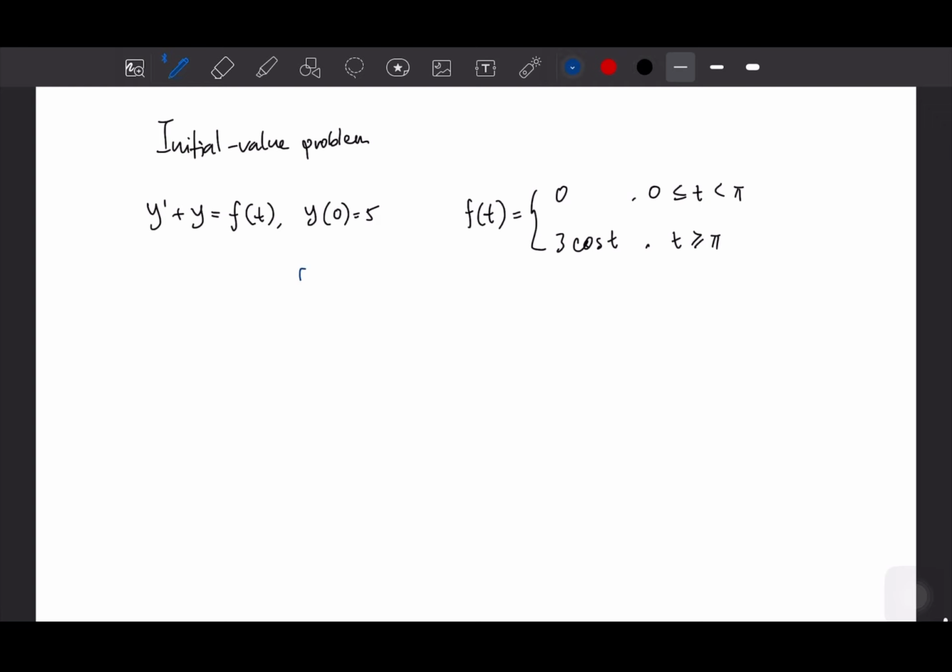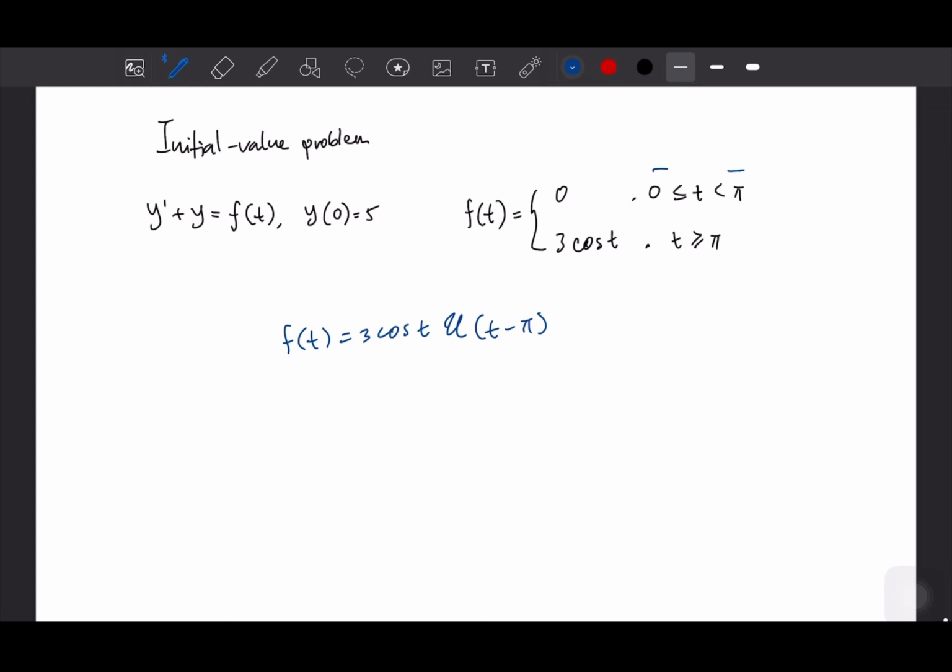So we could write the f as 3 cosine t. And because when it's in the interval 0 to pi it is 0, then we need to have the Heaviside function t minus pi. So cosine t, okay.